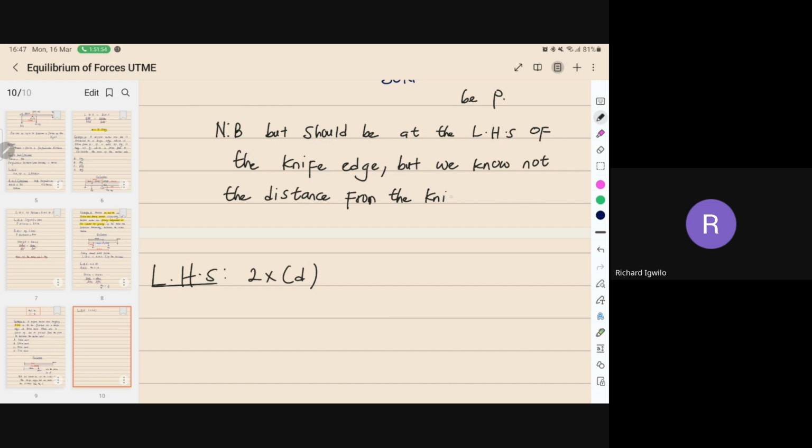But let me speak in King James. But we know not the distance from the knife edge. You know that translation now. If you're not careful, if they ask you to read Bible in church and what you have is King James, you're going to disgrace yourself. It will look as if you don't know how to read.